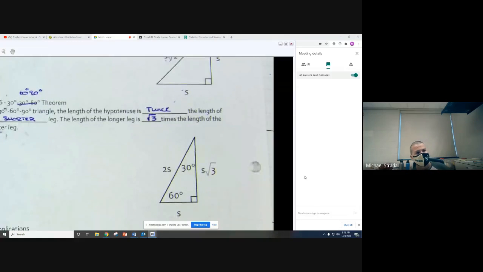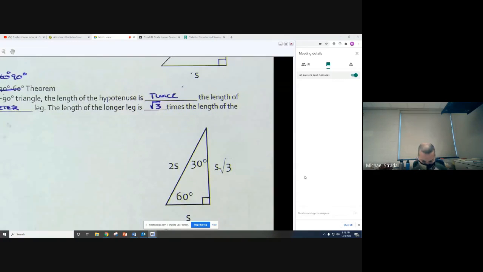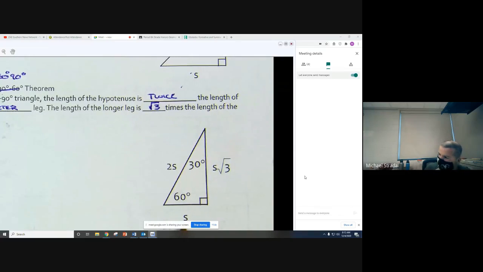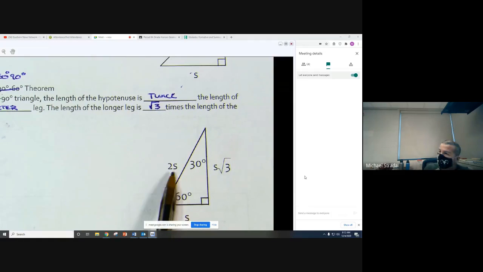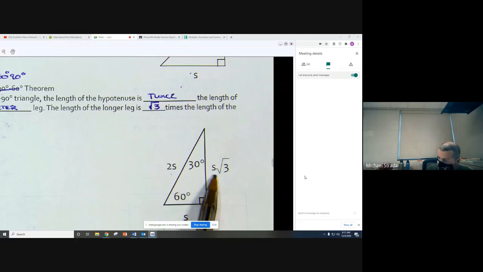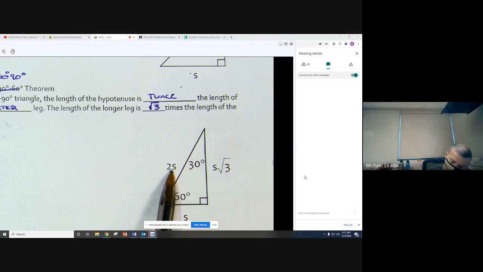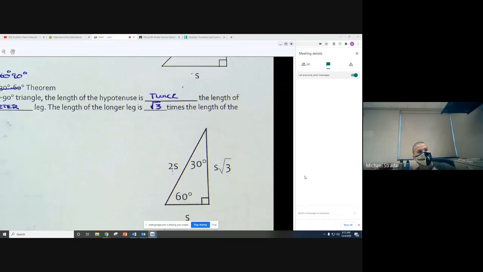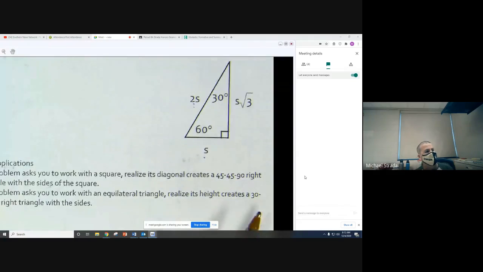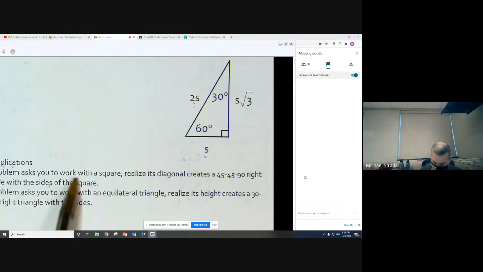All right. And again, we're going to walk through practice problems, but the idea is this. If they give you the short leg, which is S, the hypotenuse is going to be double that. And the longer leg is going to be the short leg root 3. If they give you the short leg root 3, you drop the root 3 to get your short leg, and then you double that to get your hypotenuse. If they give you the hypotenuse, you cut in half to get your short leg, and you multiply that by root 3.